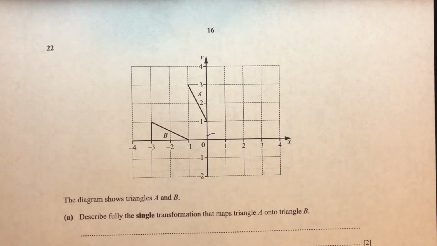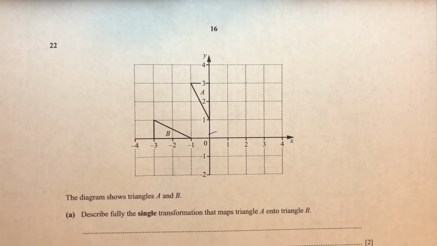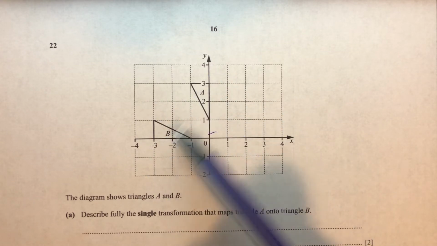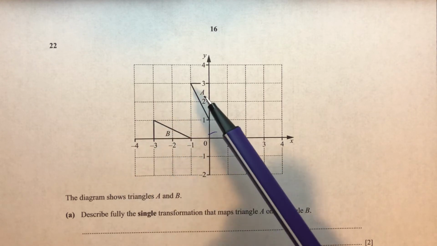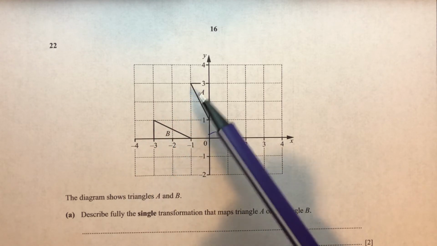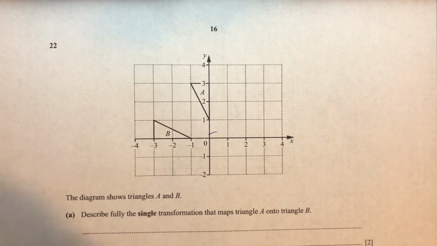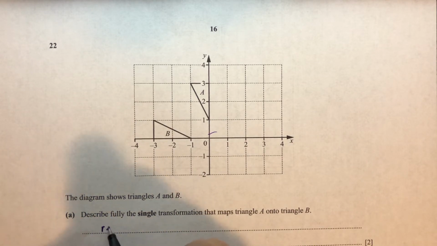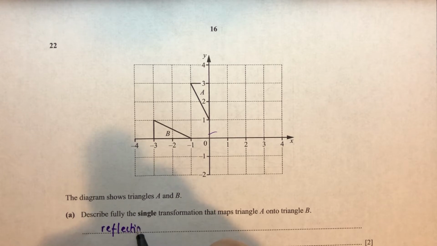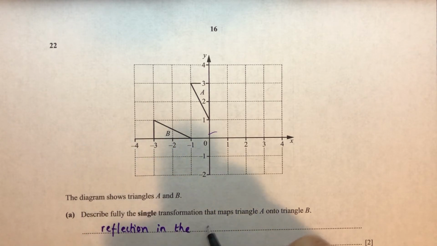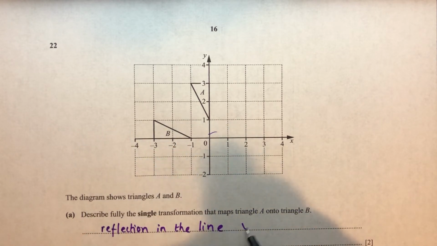Question number 22. The diagram shows triangles A and B. Part A, describe fully the single transformation that maps triangle A onto triangle B. We can see that the size did not change, the shape did not change, just the orientation. So the transformation will be a reflection in the line y equal to minus x. That will be the transformation.